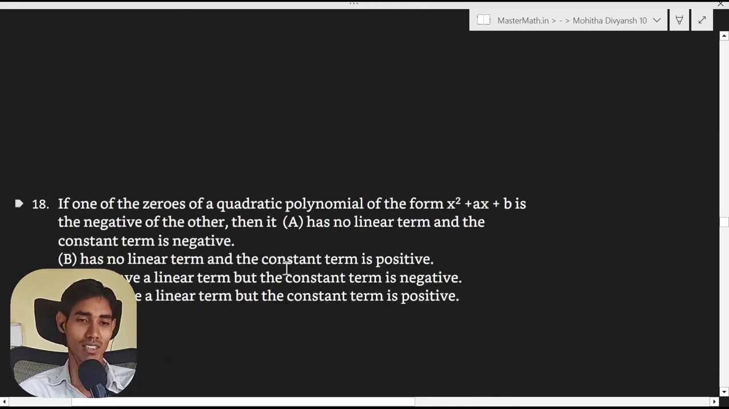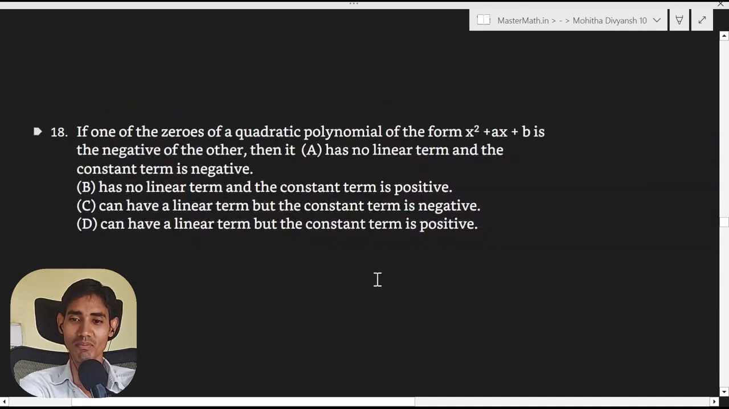Okay, last question for our chapter from my side. 18th. This is easy. Just follow what's given in the question. I don't see the question yet. Okay, wonderful. I see now.